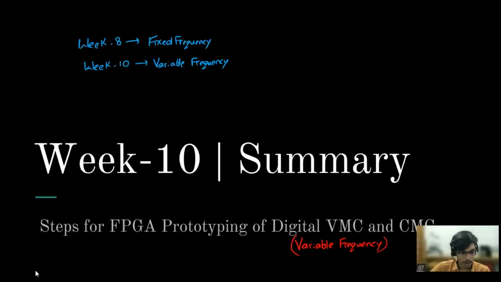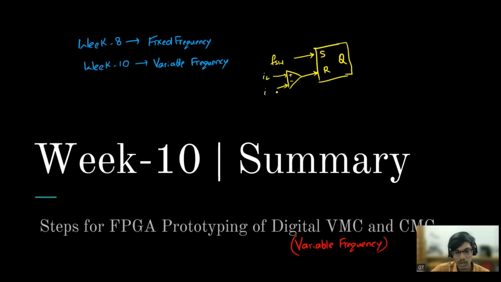Thanks for pointing out, this is one good thing. So set, reset, Q. This is the switching pulse FSW, and the reset pulse is coming from the comparator output, where plus will be IL and minus will be I reference. So we always make it reset dominated. Whenever there is a reset, at that time it should reset.